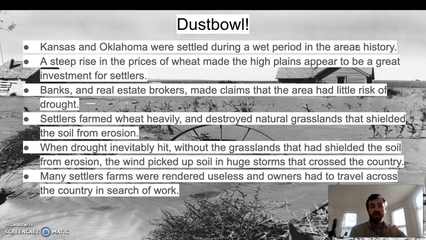They said there were government studies saying that the area was at little risk of drought and would probably be agriculturally viable for the future. And settlers did what they thought they should do, which was farm wheat heavily, using a lot of new equipment, combines, harvesters. They destroyed the natural grasslands that shielded the soil from erosion.